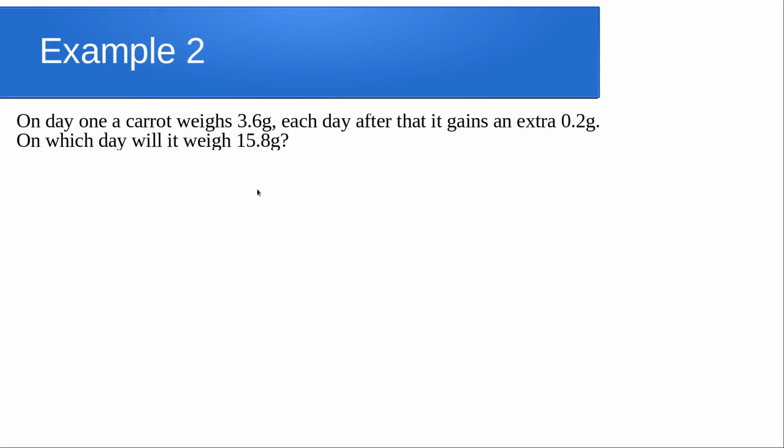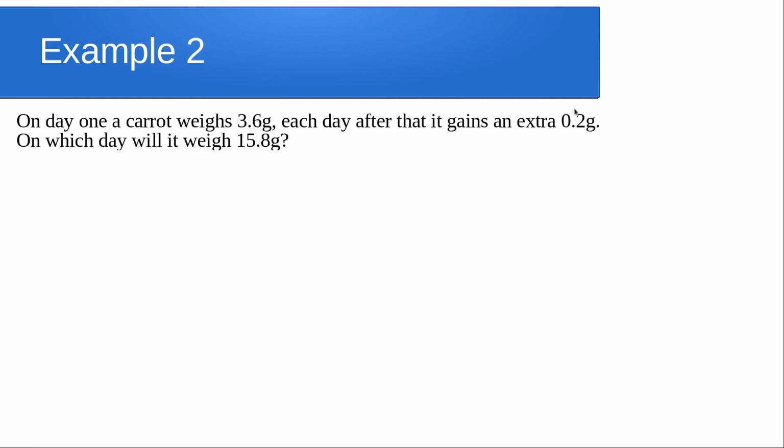And if you looked at this really quickly, you might not notice it's a sequence at all. But on day 1, the carrot weighs 3.6 grams. Each day after that, it gains 0.2 grams. Now, I'm pretty sure carrots don't grow like that, but that doesn't really matter. On which day will it weigh 15.8 grams?